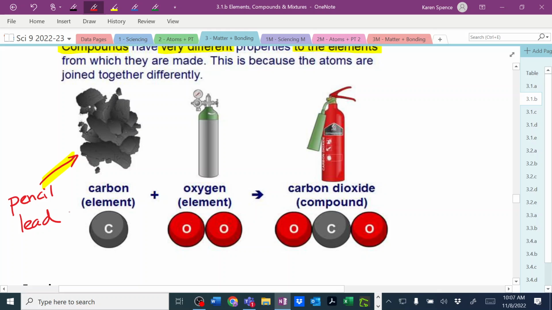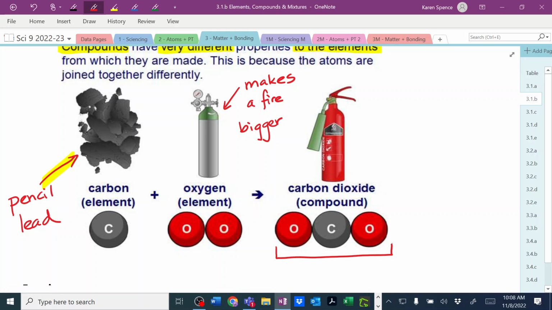Do you know what oxygen does to a fire? It makes it bigger. Oxygen makes the fire bigger. Okay, it makes it hotter, it makes it burn stronger. But if you put the carbon together with the oxygen, then you have the stuff that's in the fire extinguisher. So carbon dioxide actually puts fires out.